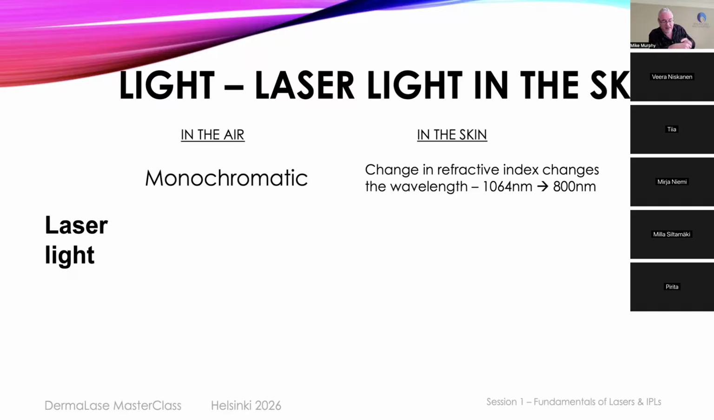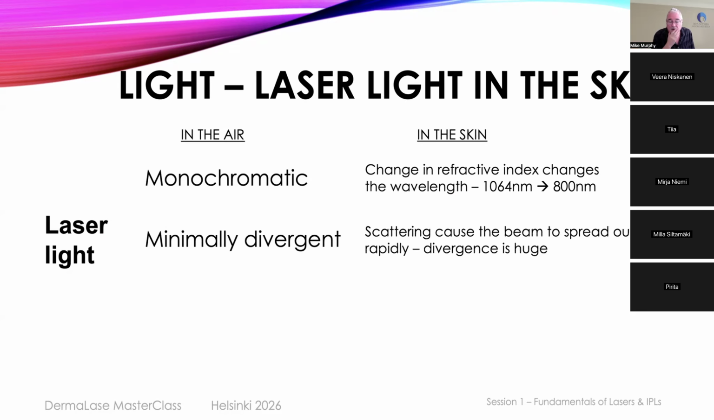And then if it backscatters out of the skin and leaves, it goes from a high refractive index back into a low refractive index. It speeds up again, and the wavelength extends back up to 1064. And that's a surprise. In the air, it's minimally divergent. In other words, you can point a laser across the room and have little dots on the wall, and you can annoy the cats and the dogs and the kiddies. But in the skin, because of the scattering, as soon as it hits an atom, the photon bounces off in a different direction, and the beam spreads out rapidly. And therefore, the beam becomes very divergent. So it loses its minimal divergence as soon as it hits the skin.